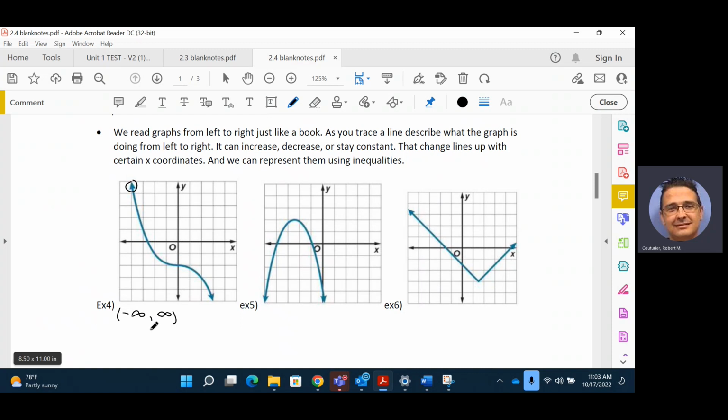We could also say this is all real numbers. So all values of x, all real values of x.